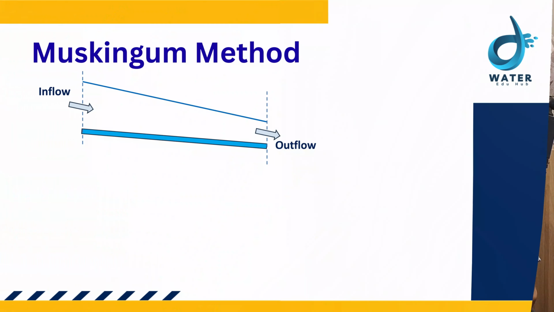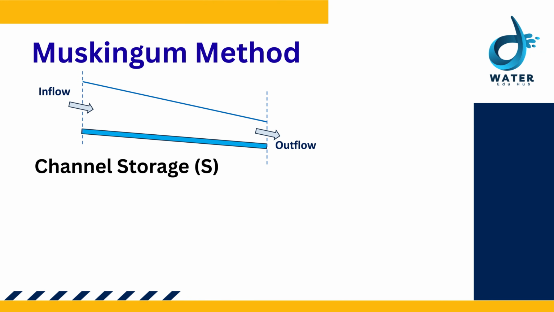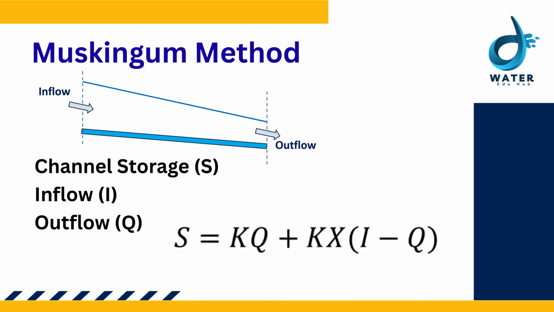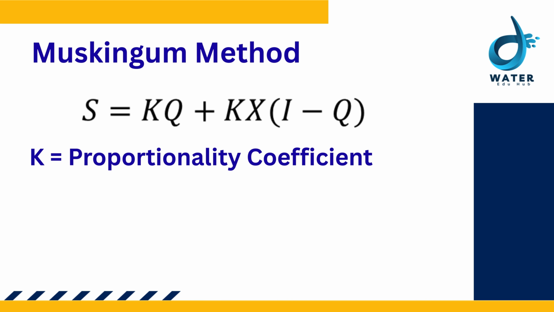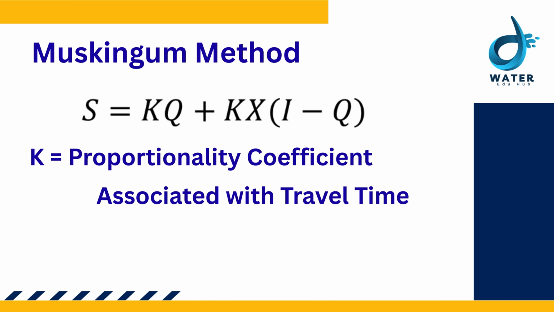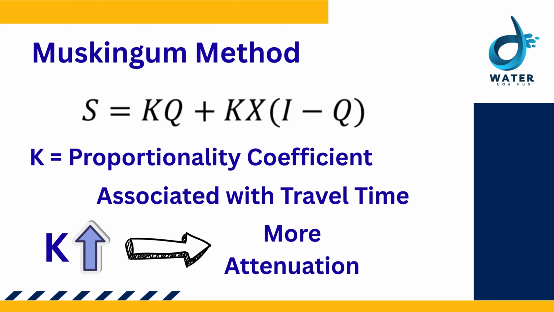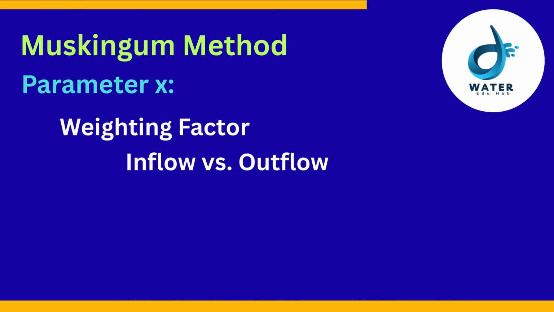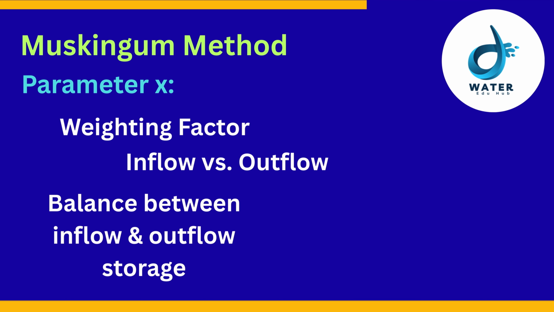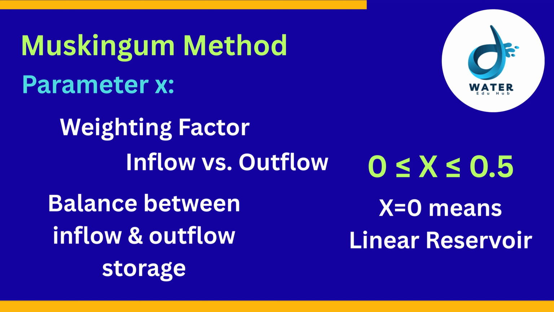Let's get started. In the Muskingum method, channel storage S can be calculated based on the inflow I and outflow Q using this equation. In this, K is the proportionality coefficient and is associated with travel time in the reach. A larger K results in more attenuation, which gives a flatter hydrograph. X, however, is a weighting factor, a weight of inflow versus outflow. This parameter controls the balance between inflow and outflow storage.